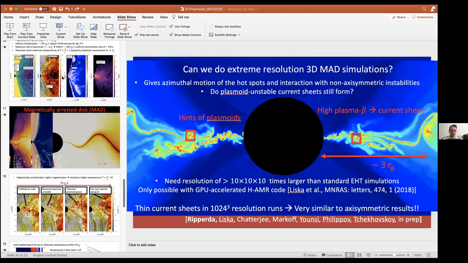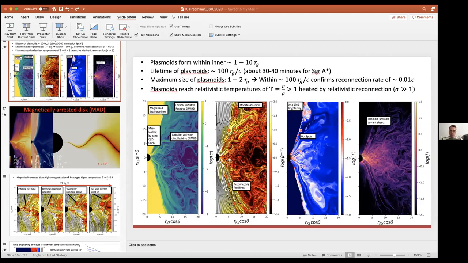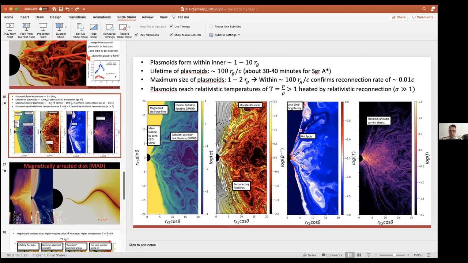I think I had a plot of sigma. If you look here in the second plot, you see that the current sheets that form at the jet boundary, or in the MAD case really equatorially, have a sigma that is practically the floor sigma, so it goes to 100. The current sheets that form in the disk have a sigma of about 1. I see that the plasmoids that get really hot, and can actually limb brighten the jet, form in the regions where sigma is significantly larger than 1. The plasmoids that form in the disk don't heat up as much. They exist, but they're not as hot.